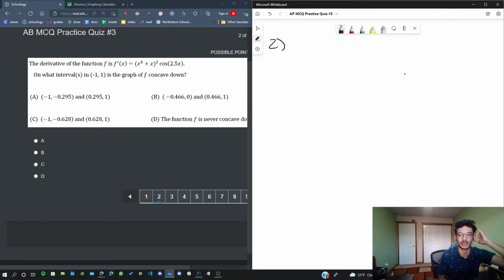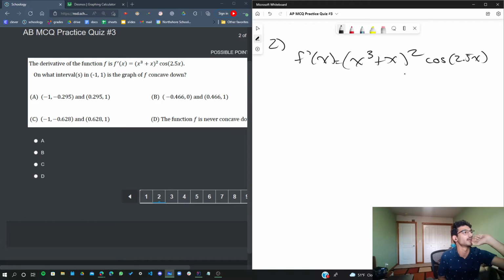So number 2. The derivative of the function f is f prime. I'm just going to write that down: f prime is x cubed plus x, whole squared, times cosine of 2.5x. On what intervals is the graph of f concave down?